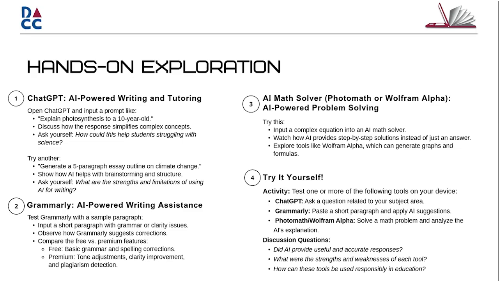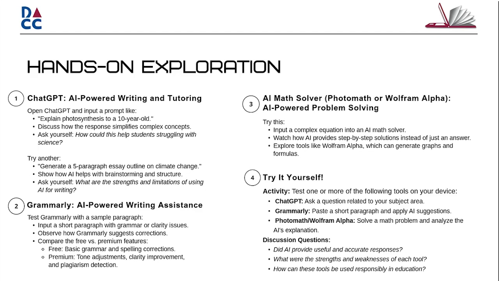Next, let's move into AI math solvers, such as Photomath or Wolfram Alpha. In this case, we're going to go ahead and test out Wolfram Alpha, and what we're going to do is input a complex equation into the solver and watch how it provides step-by-step solutions instead of just an answer. All right, let's go ahead and start doing that.